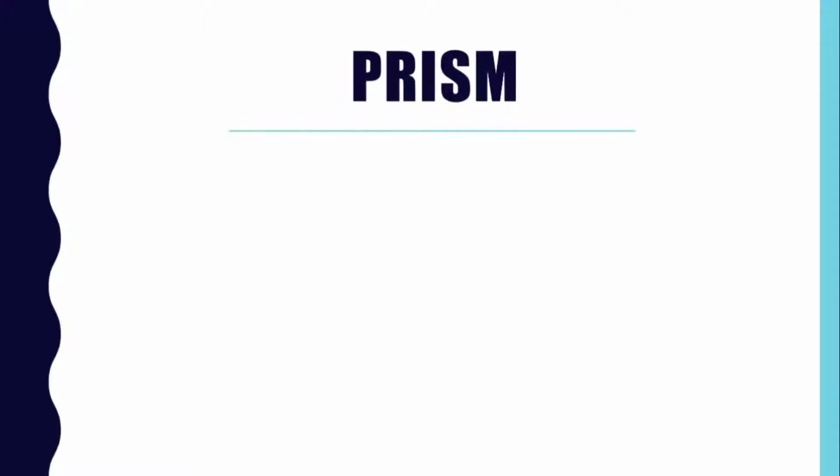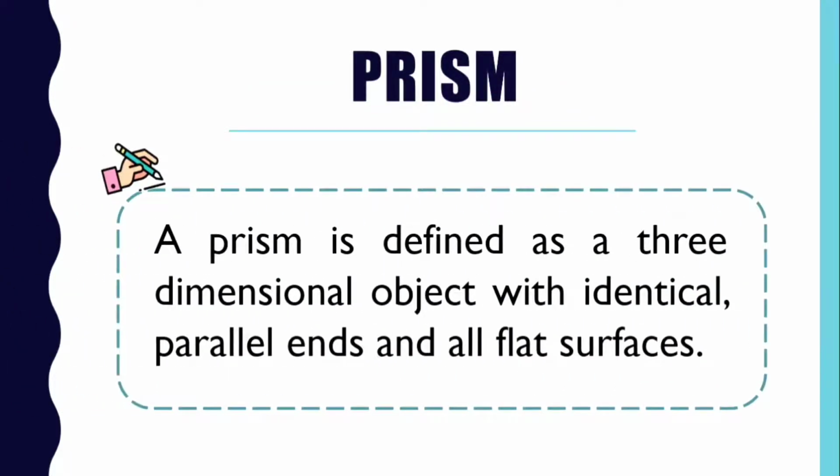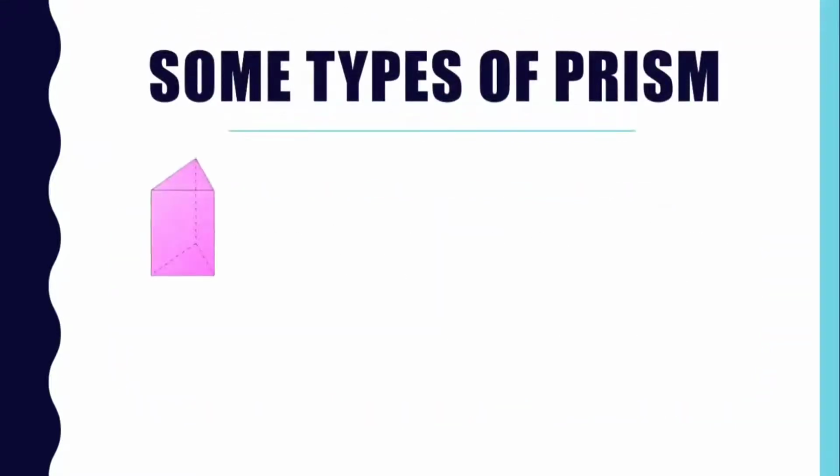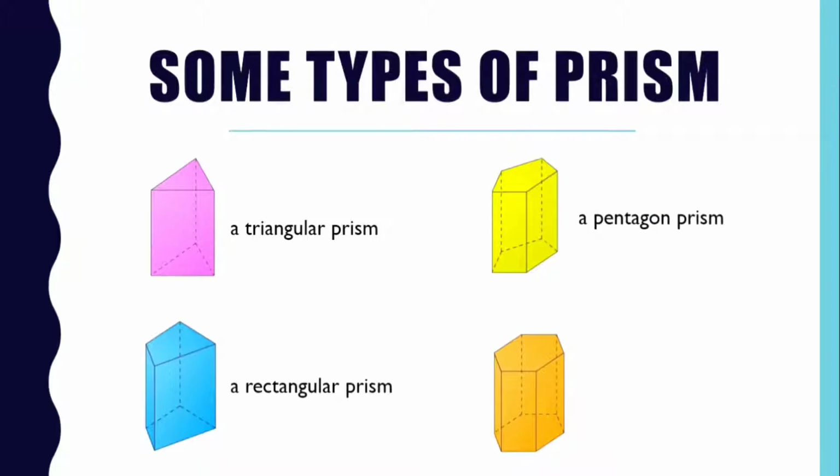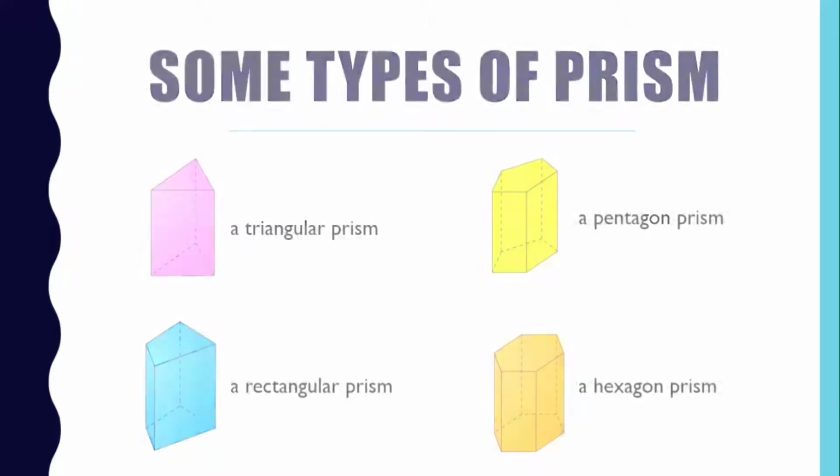Prism. What is a prism? A prism is defined as a three-dimensional object with identical, parallel ends and all flat surfaces. There are some types of prism. First, this is a triangular prism, and then a rectangular prism, and then a pentagon prism, and then a hexagon prism, and many others depending on the shape of the base.